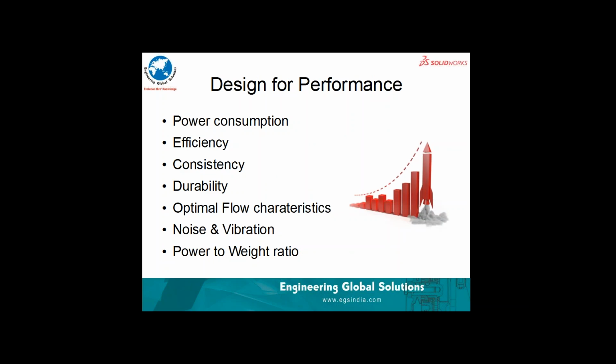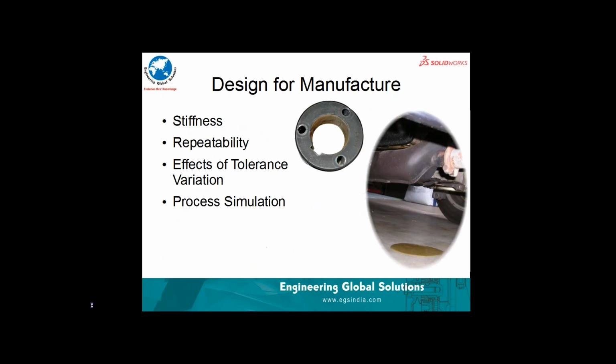For design for performance, we are looking at power consumption, efficiency, and consistency in our designs, so that there is consistency in our products' performance down at the customer's place. We also look at durability, optimal flow characteristics if it is fluid properties, noise and vibration aspects which need to be eliminated, and the power to weight ratio in certain conditions. These are nothing but the design for performance criteria that we need to look at in our designs.